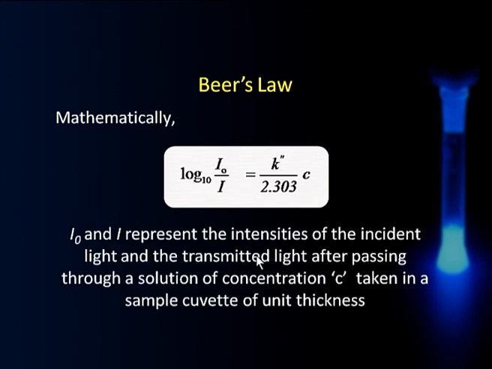And essentially, as we saw earlier, I naught and I represent the intensities, and c happens to be the concentration of the material which is taken into the cuvette, and here we have taken the thickness to be 1 unit thickness. So that is the way we look at the Beer's law.